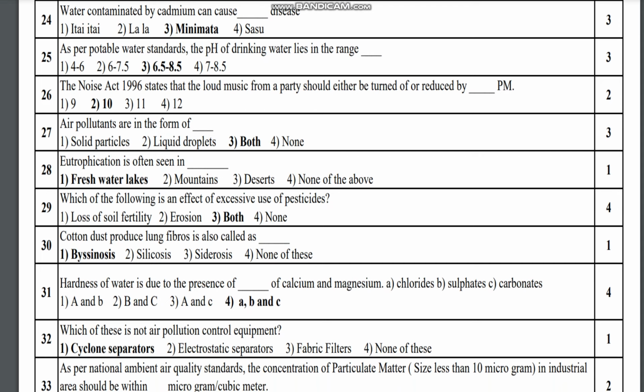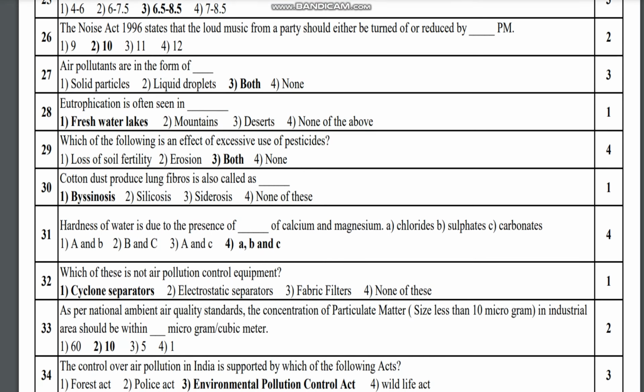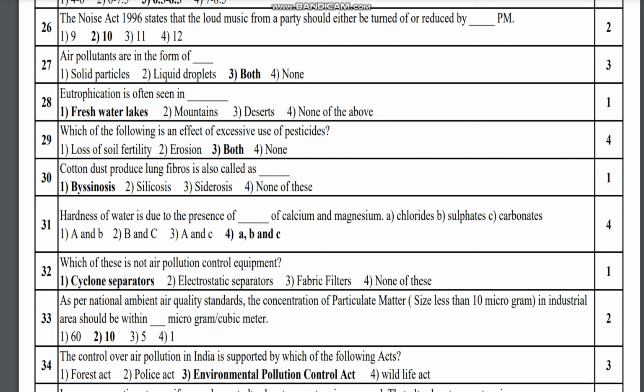Question number 26 is the Noise Act 1996 states that the loud music from a party should either be turned off or reduced by 10 pm. Question number 27 is air pollutant are in the form of solid particles and liquid droplets both. Then question number 28 is eutrophication is often seen in freshwater lakes.